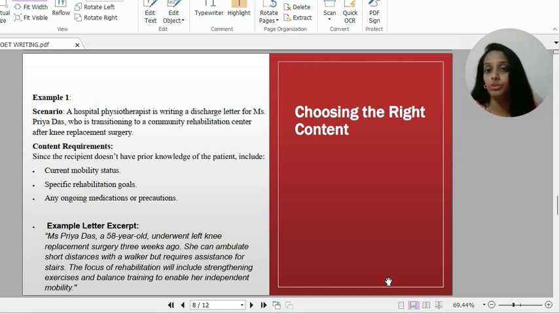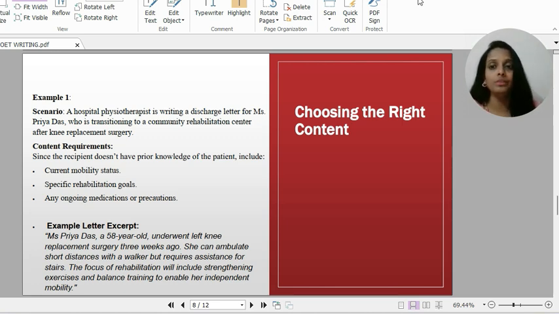What does the reader need to know? This is the most critical question you need to ask yourself. Your reader needs specific, actionable information that is directly related to the purpose of the letter. Here's how to determine what is necessary. You need to focus on the purpose first because that's the priority. Each OET letter has a clear purpose, whether it be a referral, discharge, or transfer. Try to include information that supports this purpose.